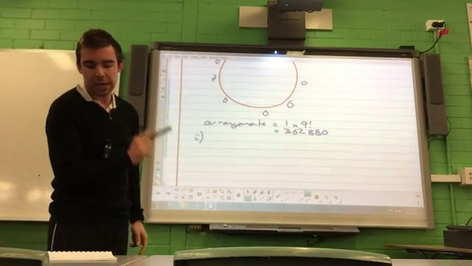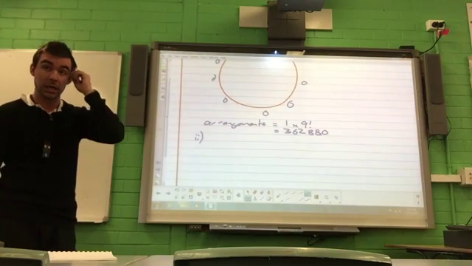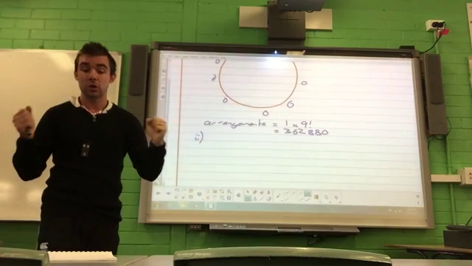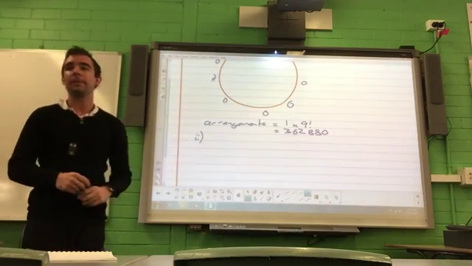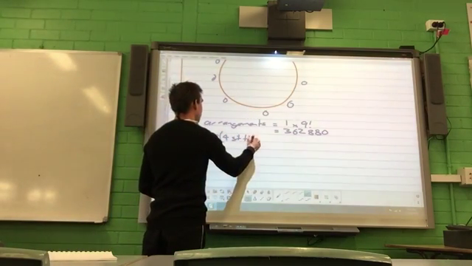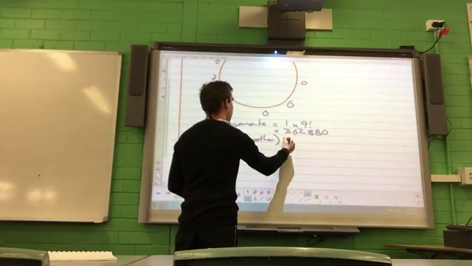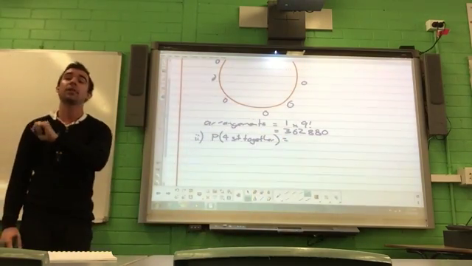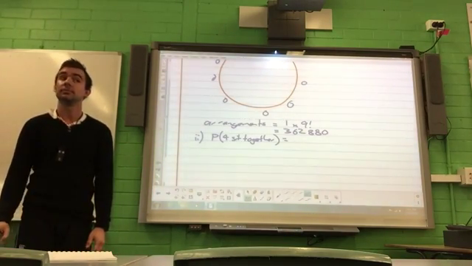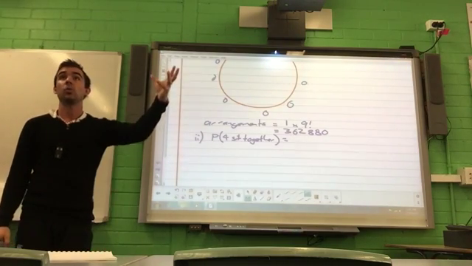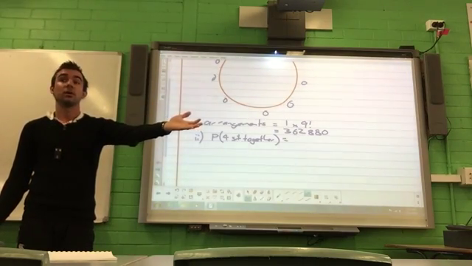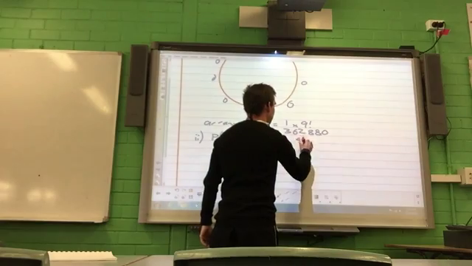Now, the next part of the question: if seating is random, what's the probability? So we're going to consider the difference between arrangement and probability. The probability that 4 particular people sit together. So first, how many ways can those 4 people sit together? If there were 4 seats, and they're sitting together, 24. 4 factorial. Keep it nice and simple, 4 factorial.